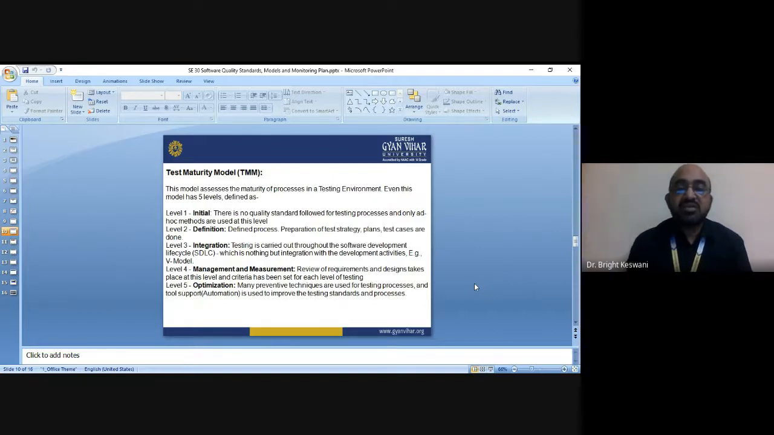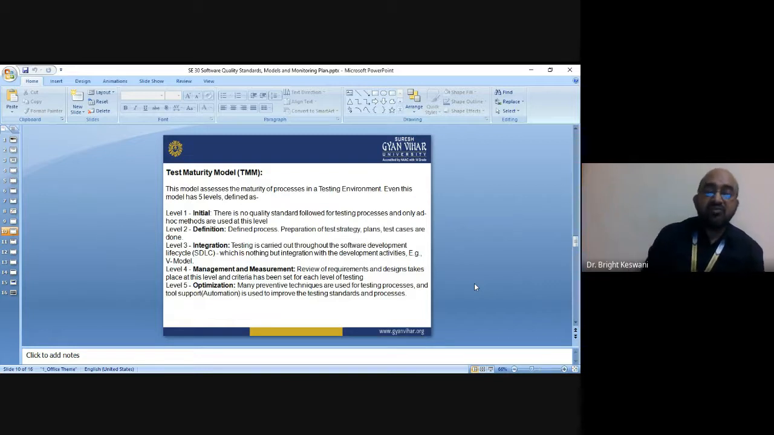The first level is the initial level. There is no quality standard followed for testing processes and only ad hoc methods are used at this level. In the second level, that is the definition level, defined processes, and preparation of test strategy, plan and test cases are done. In level 3, that is the integration level, testing is carried out throughout the software development lifecycle, which is nothing but integration with the development activities, that is the V model.